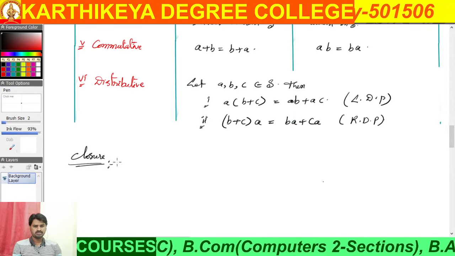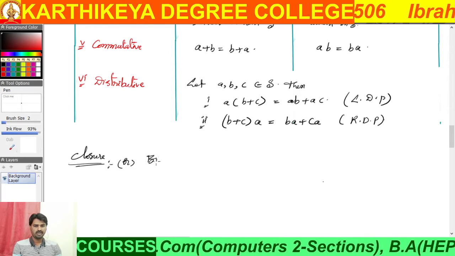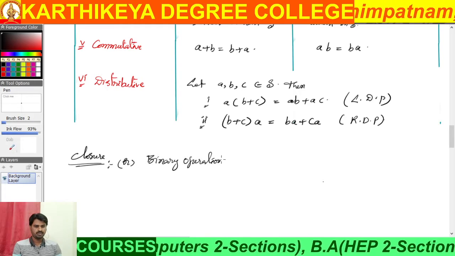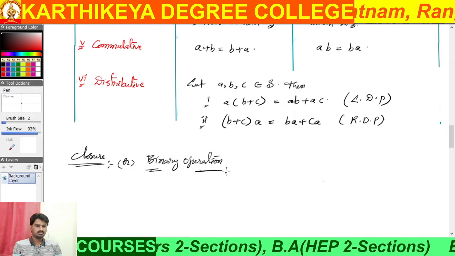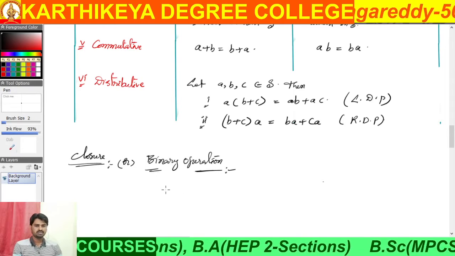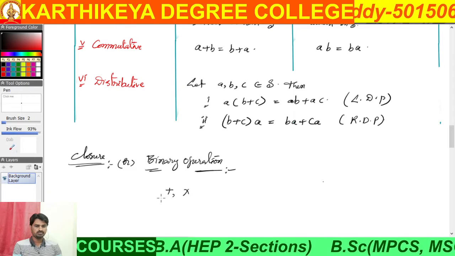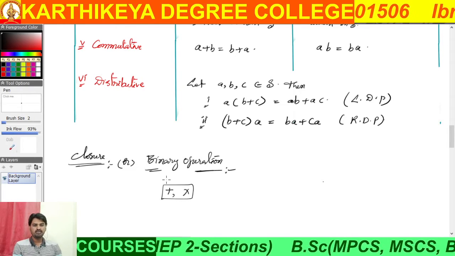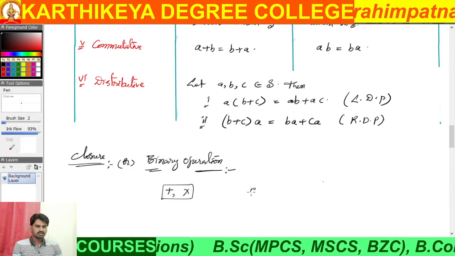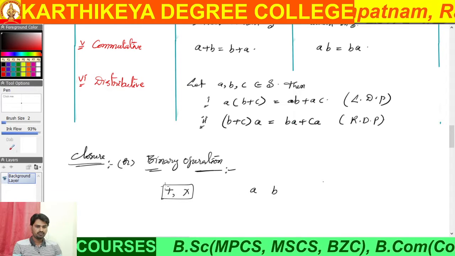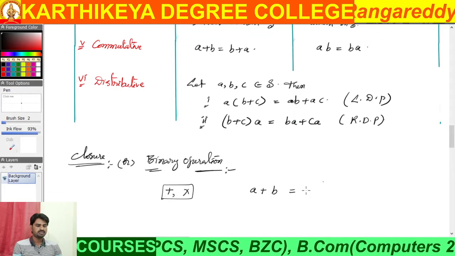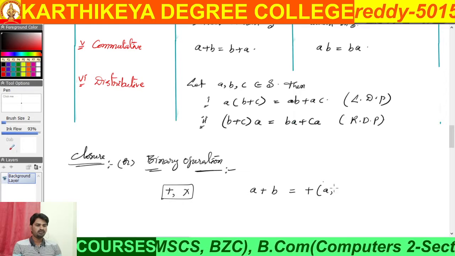Closure property, so this property is called the binary operation property. This can be written simply: all these operations, that means plus or into, can be used between any two elements. Suppose A, B. If you want to add them, you can write A plus B. The original definition is addition of A comma B.